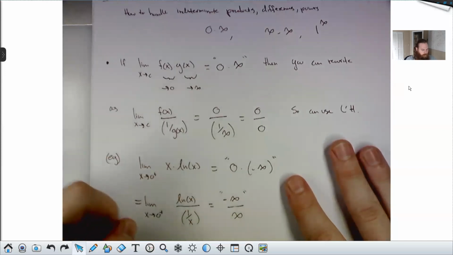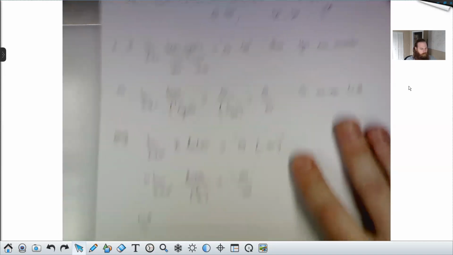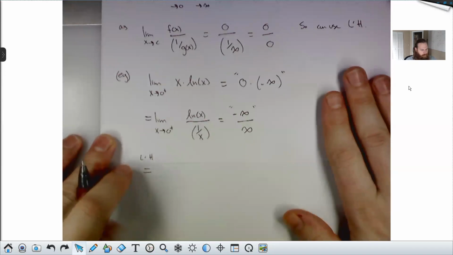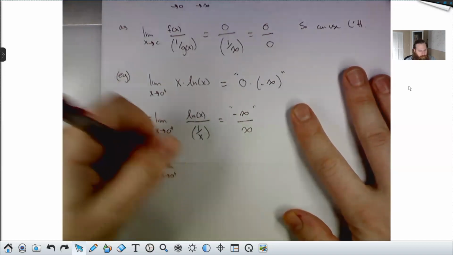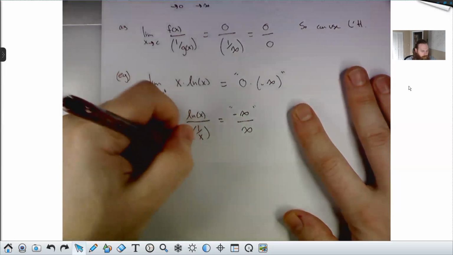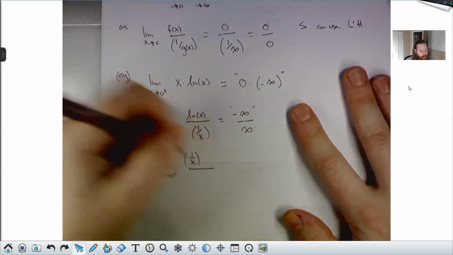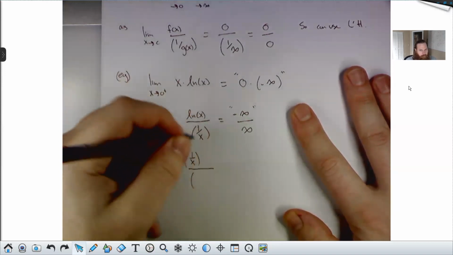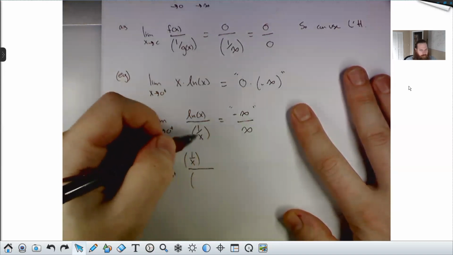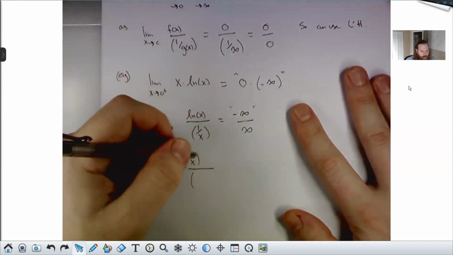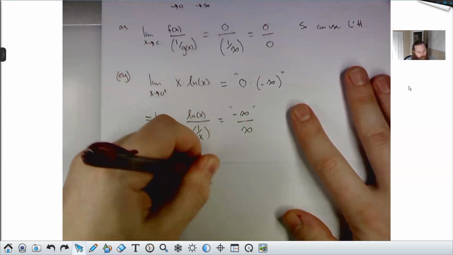So this, according to L'Hopital's rule, is equal to the limit as x goes to 0 from the right of the derivative of the top, which is 1 over x, the derivative of ln x, over the derivative of the bottom. Well, what is the derivative of 1 over x? That's the derivative of x to the negative 1. That's negative 1 times x to the negative 2, or negative 1 over x squared.